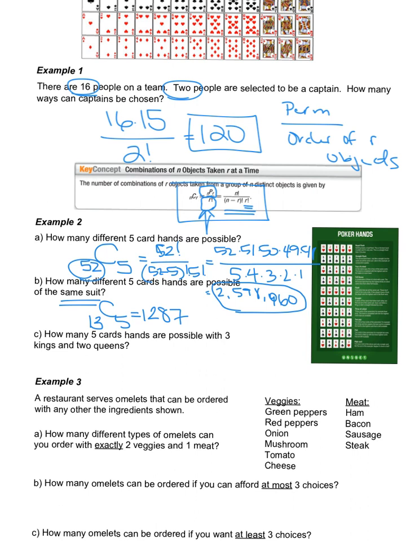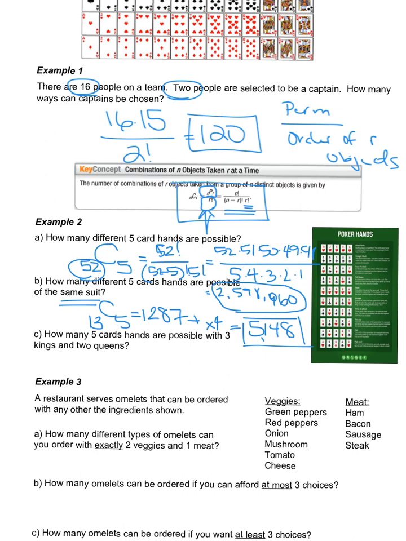So what we want to do is make sure we multiply this answer by 4, because there are 4 suits, to get the actual total, which is 5,148 different same-suited hands. If you're a poker player, this is the number of flushes that are possible in the game of poker.